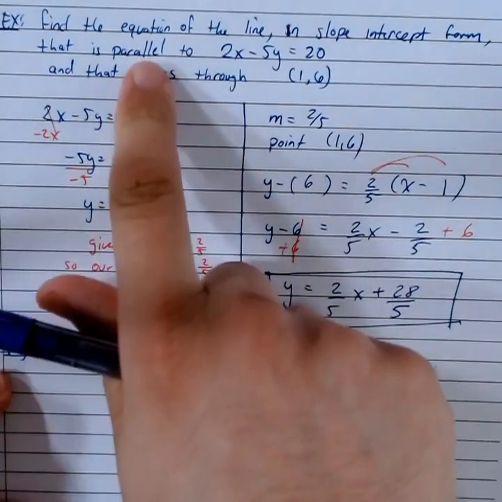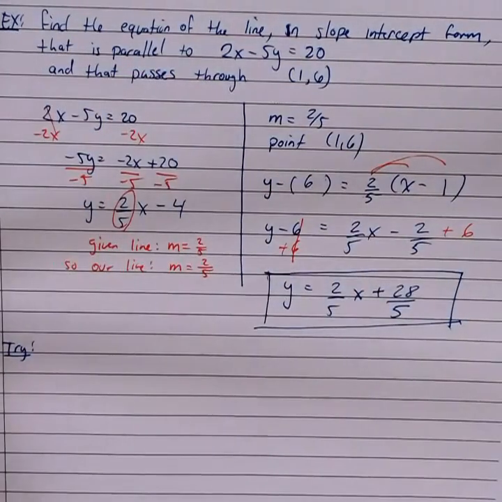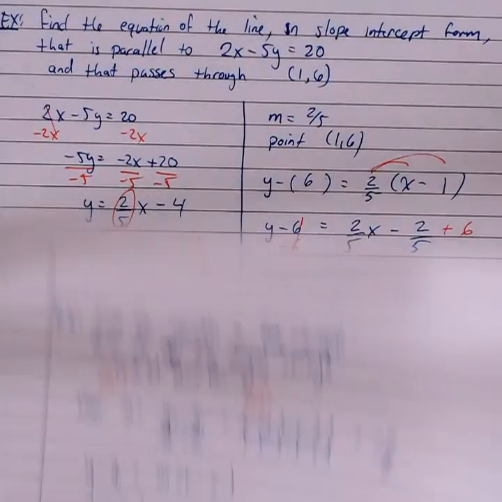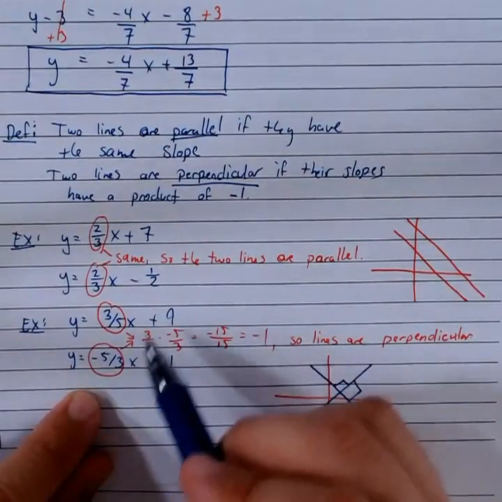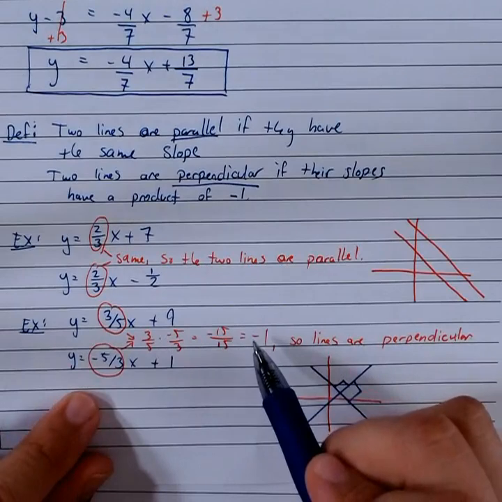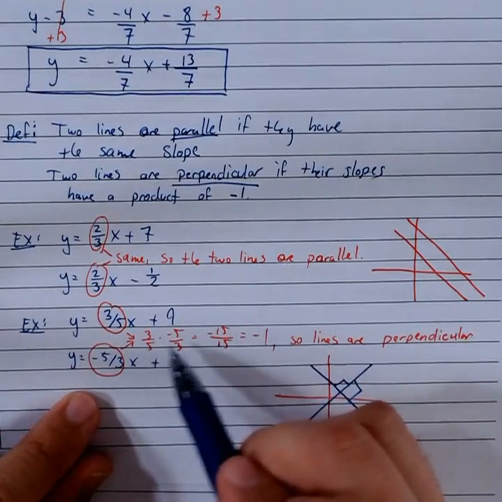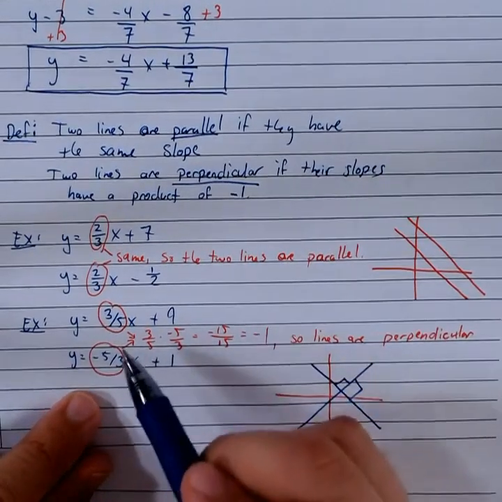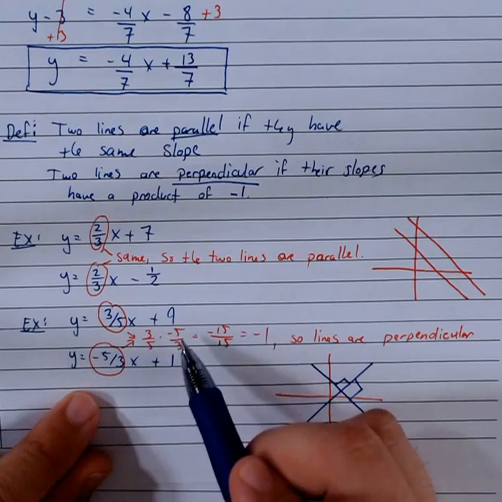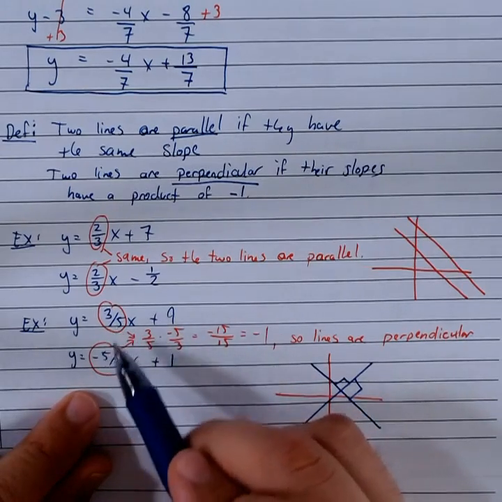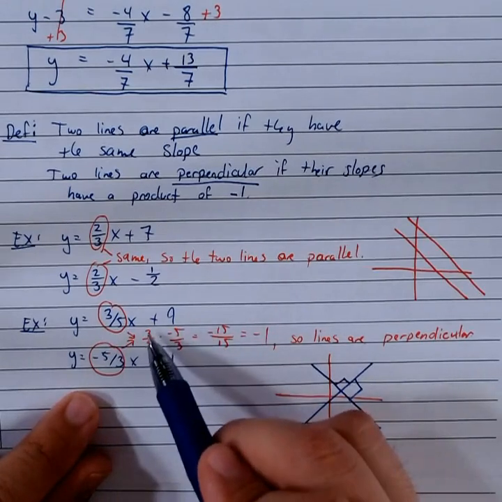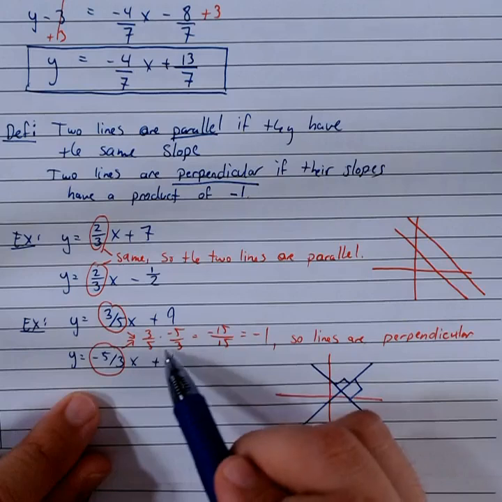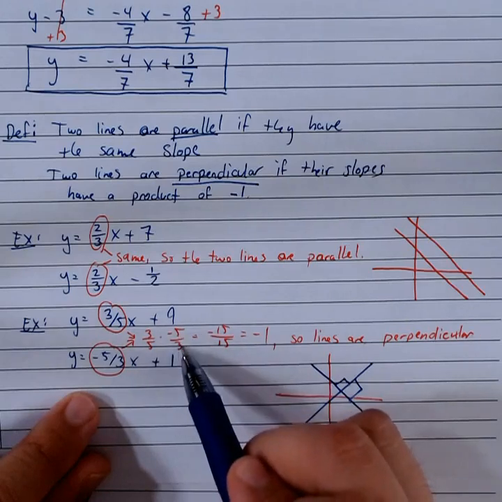We see parallel means they have the same slope. We see that perpendicular means that their slopes are not the same, but their product of the slopes is -1. The way that two fractions can multiply to give you -1 is if one is positive and one is negative. So here, these two should have the opposite sign, and they should be reciprocals of each other. If this has a 3 on top, 5 on the bottom, this should have a 5 on top and a 3 on the bottom.